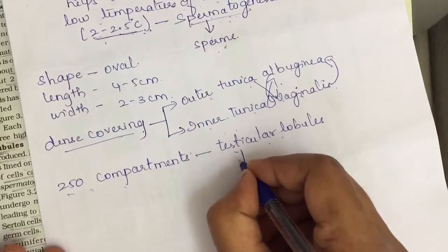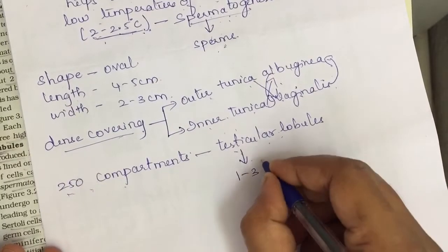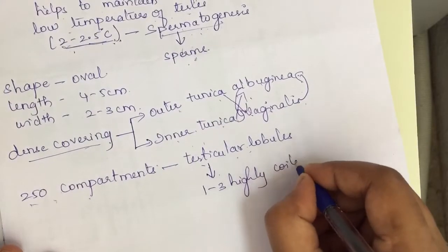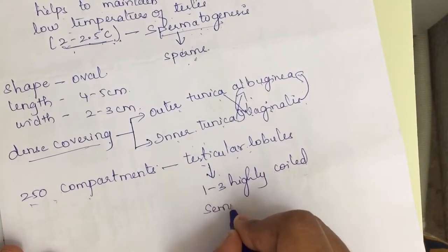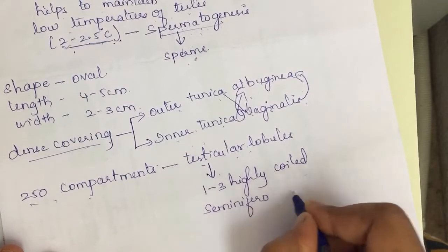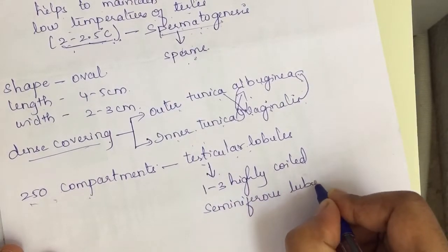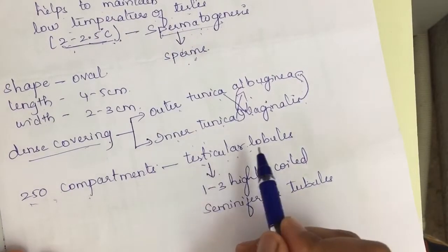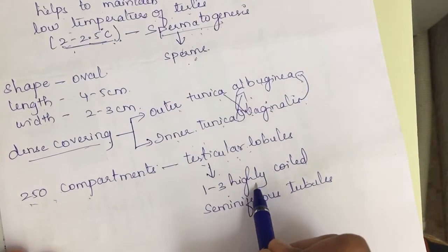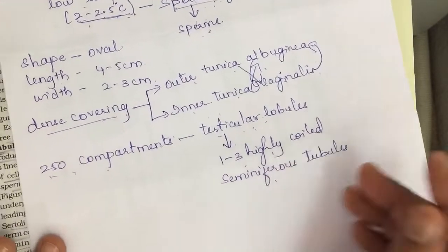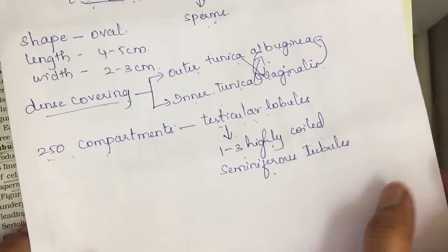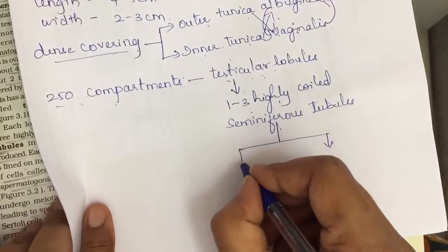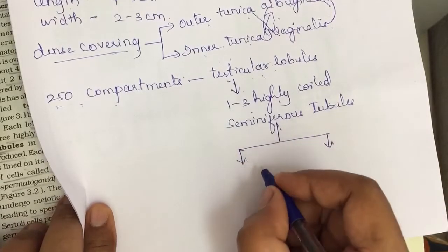Now each testicular lobule has 1 to 3 highly coiled seminiferous tubules. Now these seminiferous tubules are lined by two types of cells.